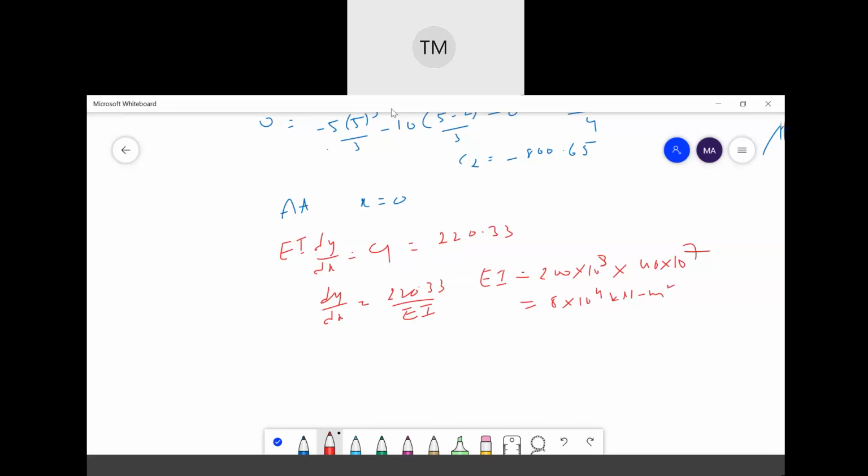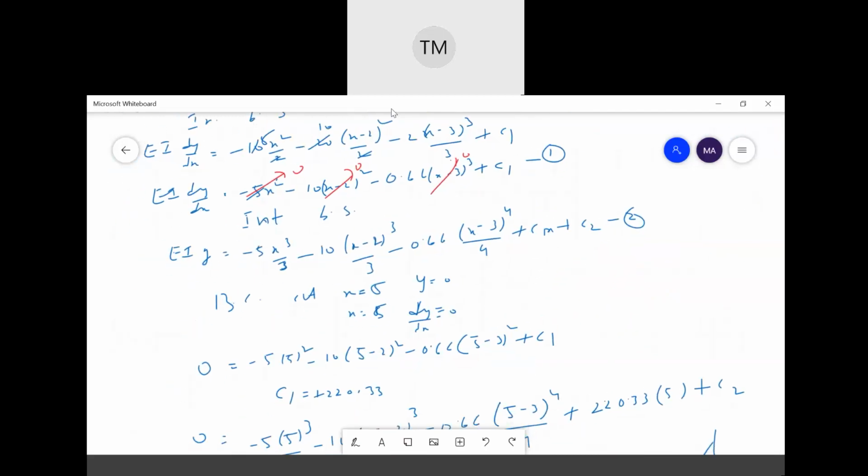Then simplify this one, you will get the value of dy by dx, that is theta in radians, that is 220.33 by 8 into 10 power 4. You will get a slope as 0.00275 radians. You get the value in radians. This is a slope.